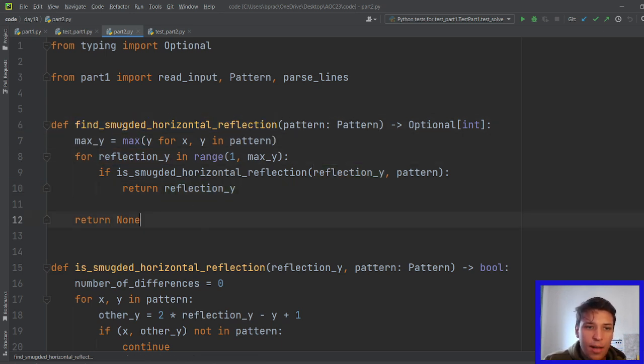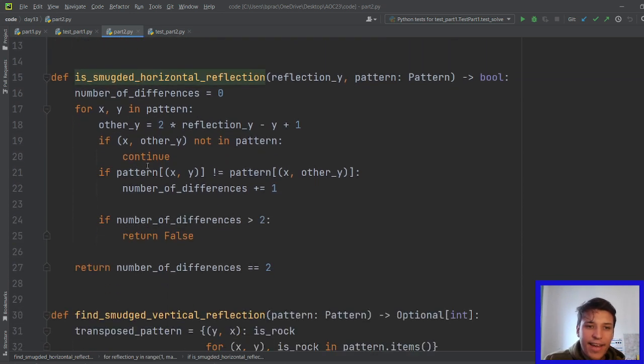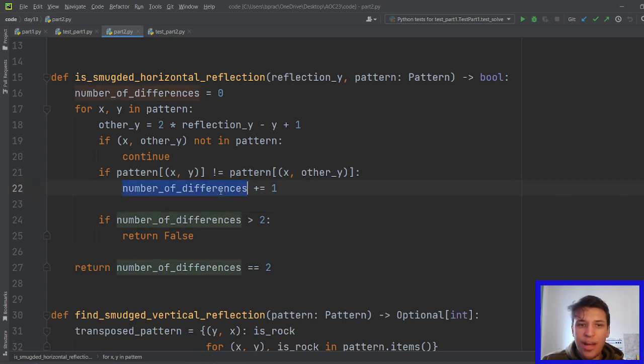So the code for part 2 is very similar to part 1, but this time we just want to try to find this smudged horizontal reflection. So for this, we want to check if a particular reflection is a smudged horizontal reflection. And here again, the code is very similar to part 1. The main difference is that if the pattern at a particular position is not equal to the pattern at the other position, then we don't immediately return false, but we just count the number of differences. So we add 1 to this number of differences variable.